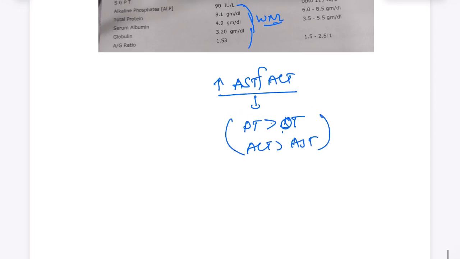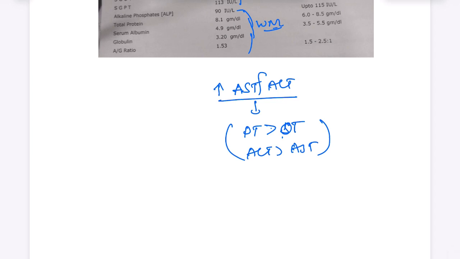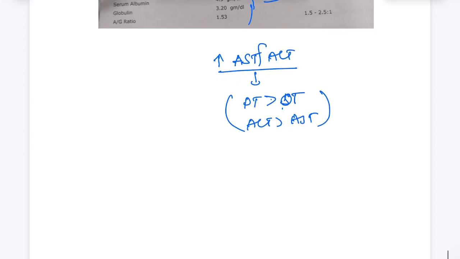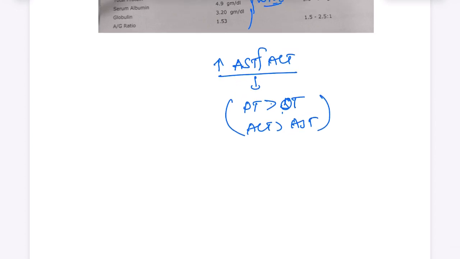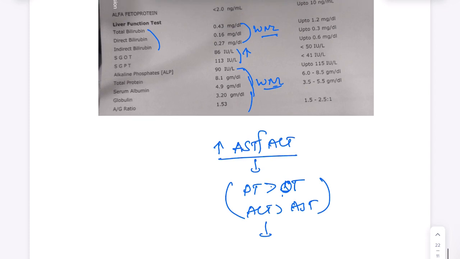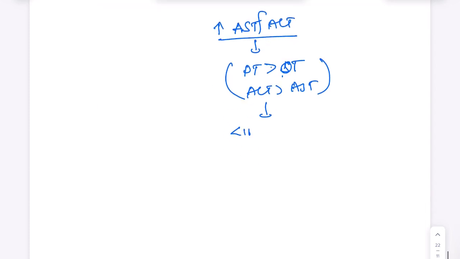Okay. I have talked in detail about the approach in the last video, the link of which will be in the description. You can watch that and learn how to interpret LFT in detail. We will restrict to this LFT now. Whenever you get this pattern, you have to see what the absolute value is, whether they are less than 150 or more than 1000. In this case, the absolute values are both below 150. So less than 150 means you have to consider a few differential diagnoses.